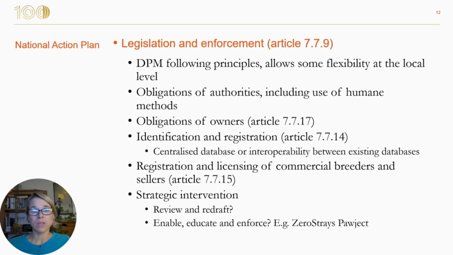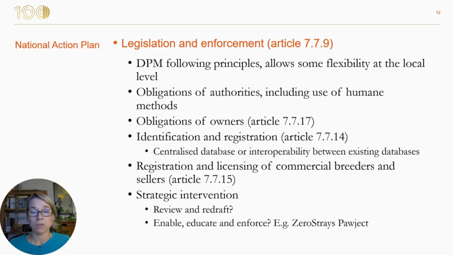Legislation will need to enact DPM principles, including the obligation for humane handling during implementation and allowing some flexibility in how local authorities implement measures in their local communities. DPM-related legislation may exist in different acts. For example, legislation that outlines responsible owner behaviour may be covered by animal welfare acts with associated codes of practice. Identification and registration and the control of commercial breeders, both outlined in the articles you see here, are two areas that should be part of national government action for DPM.